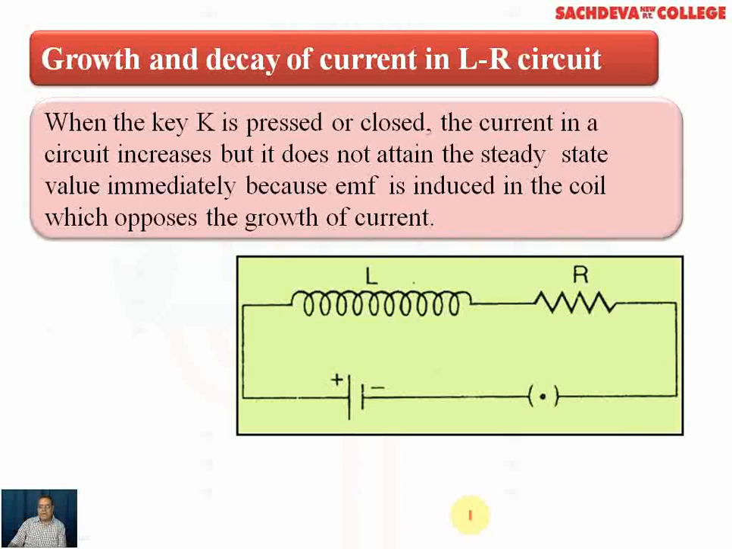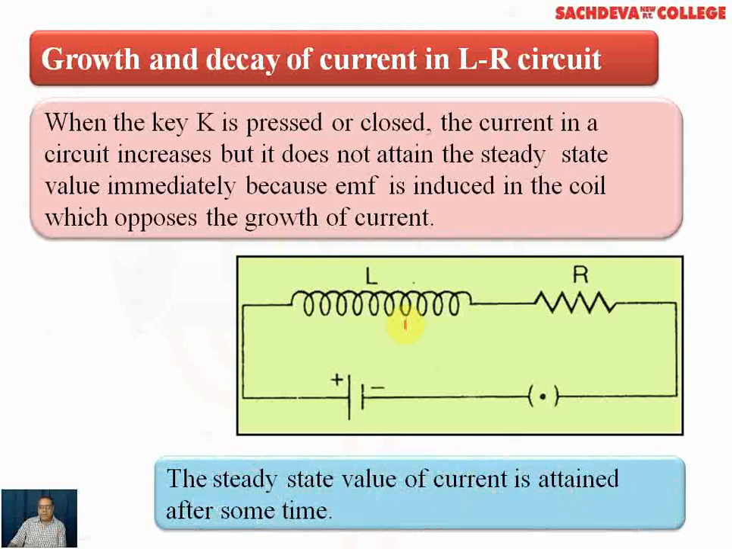So, in the figure, L is inductance, R is resistance and plus minus indicating the battery and the dot is indicating the plug key. So when key is pressed or closed, the current in a circuit increases, but it does not attain the steady state value immediately because EMF is induced in the coil and that opposes the growth of current. So for this value, some time is taken. Now, the steady state value of the current is attained after some time. This is called the transient time.